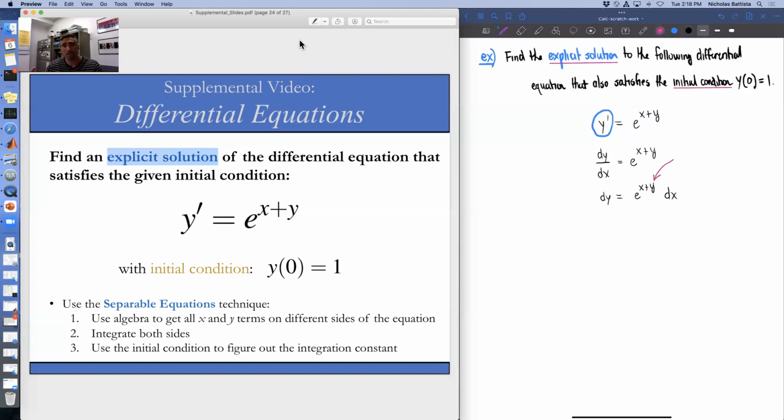Now looking at this right-hand side, we still have some y dependence over there, so the equation isn't separated completely. All the y's on the left, all the x's on the right. So we have to do a little bit more algebra to help get all the y's on the left, all the x's on the right. So let's think about how we can do that for a moment.